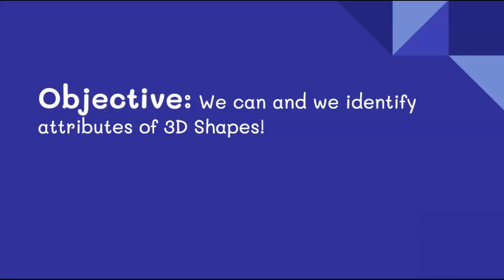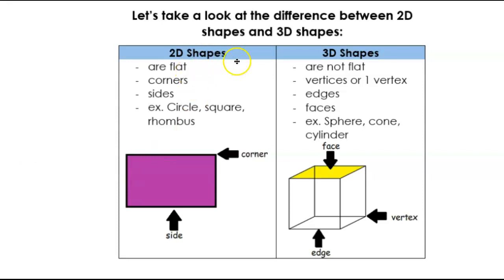We talked about attributes of 2D shapes so far, and we talked about their corners and their sides. We said that they're flat. Those are all attributes of 2D shapes. When you look here, you can see a corner and a side. We've done a really great job identifying those things. Now we're going to be doing something similar for 3D shapes.